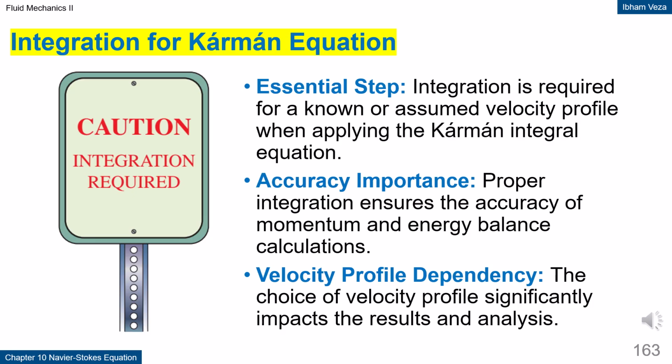Integration for Kármán equation. The application of the Kármán equation requires integration of a known or assumed velocity profile. The accuracy of this integration process strongly determines the correctness of the computed shear stress and momentum change. Each choice of velocity profile will produce different quantitative results. Therefore, the assumed profile must be physically reasonable. This step connects the theory with a practical approach to boundary layer analysis.